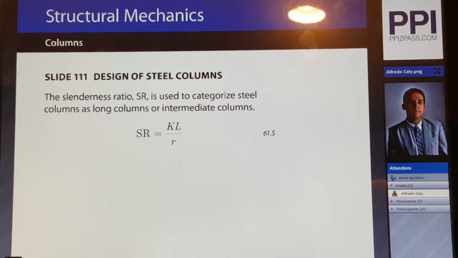The SR of compressive members preferably should not exceed 200, and this is per the AISC specifications shown in section E2. The limit on the SR is partially due to constructability concerns. Therefore, the SR at times will exceed 200.